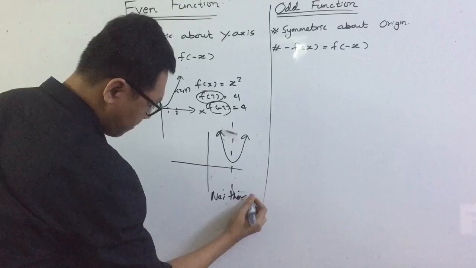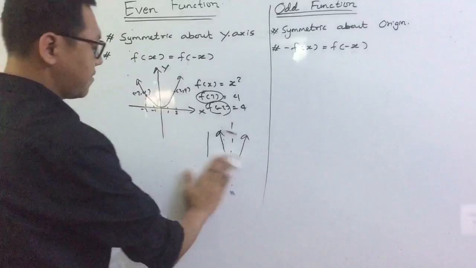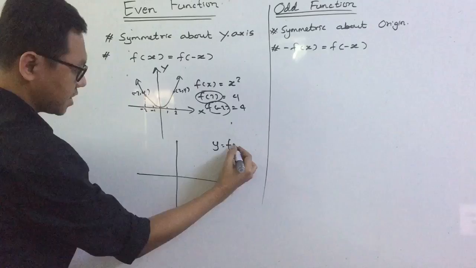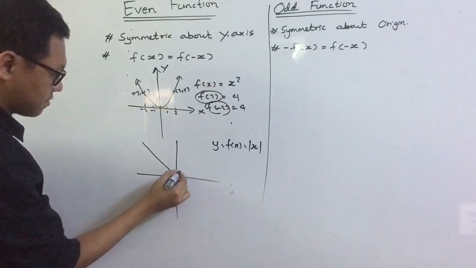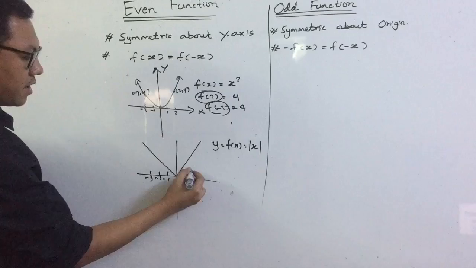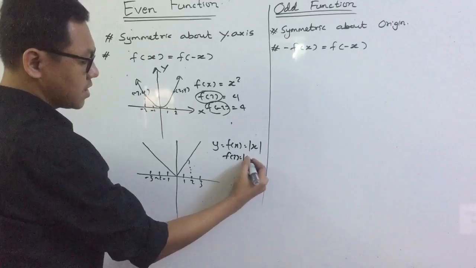So okay, let me draw another example. Let me erase this. Let's say we have y equal to f of x, which is the modulus of x. So the function would look like this. So let's say we have 1, 2, 3, minus 1, minus 2, minus 3. Let's do 2 again. So f of 2 is the modulus of 2, and you get 2.